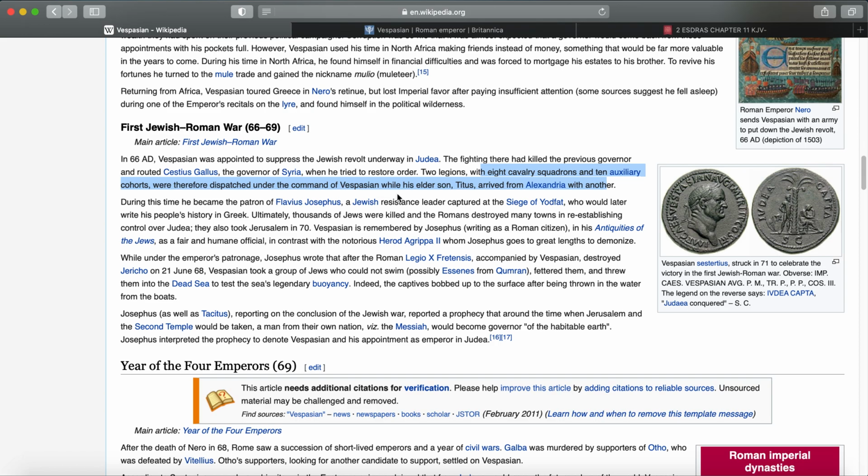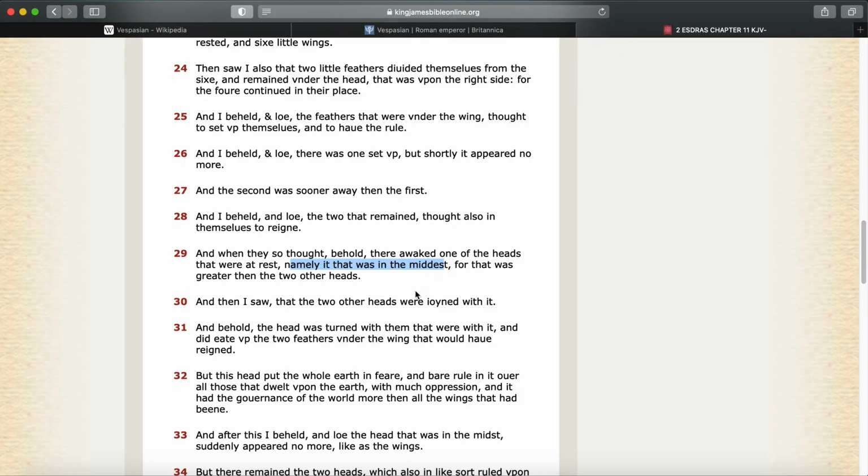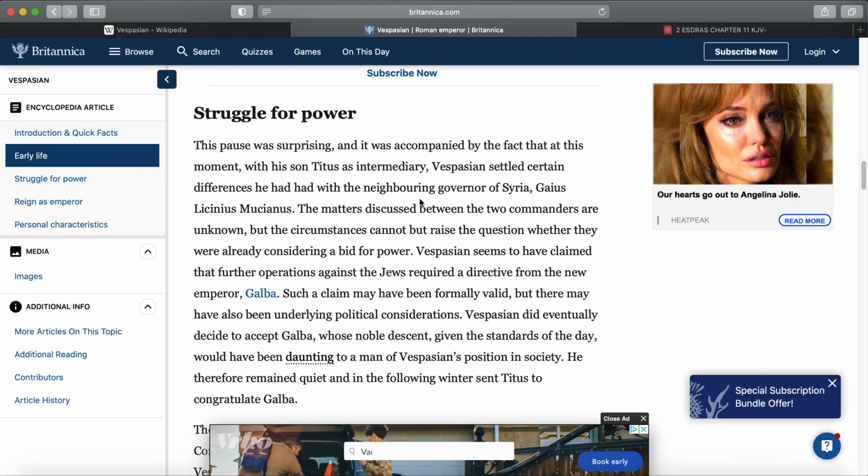So he brought up his son in this type of environment to groom him and to understand how to be a leader, because he knew that he was going to take over. And after Vespasian was gone, he would want his eldest son next up to rule. Simple and plain as that. So Titus was always in the mix as well. This is why it says, namely, it that was in the midst. That is very important to read in verse 29, because you have to understand the moves that Vespasian was making during this time. So let's go to another article here.